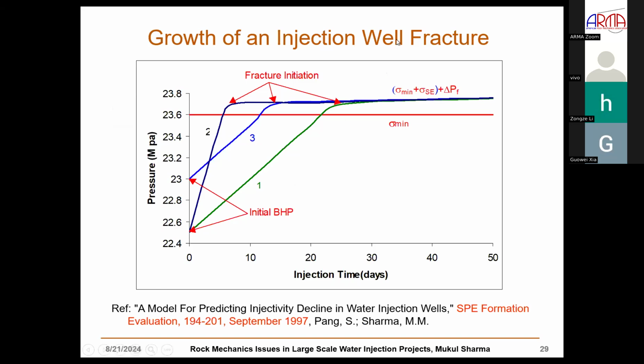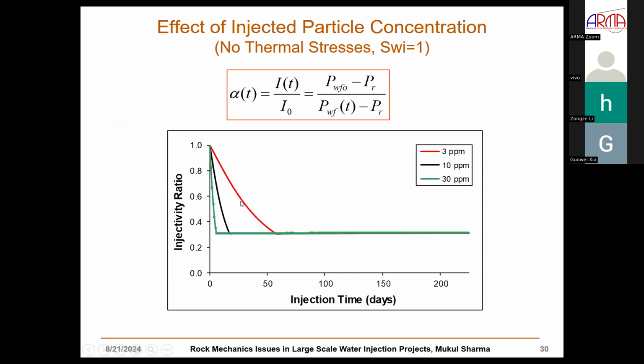So the growth of an injection well fracture basically is, the bottom hole pressure starts here. It increases because of plugging. As you exceed the sigma H min, you basically create a fracture, and then the injectivity and the bottom hole pressure remain relatively constant, right? And so the injectivity will remain constant. And this is the time when the fracture is growing steadily over time.